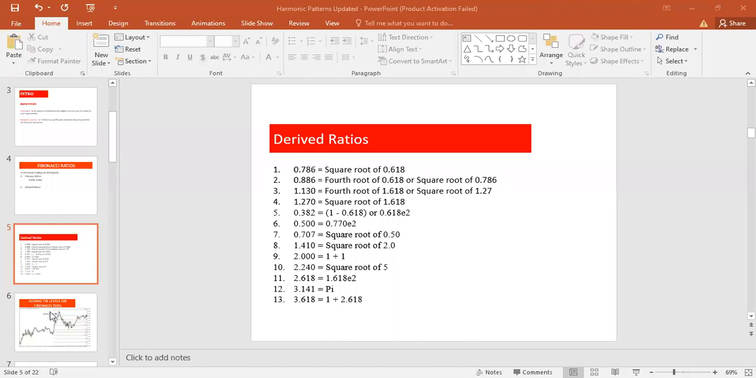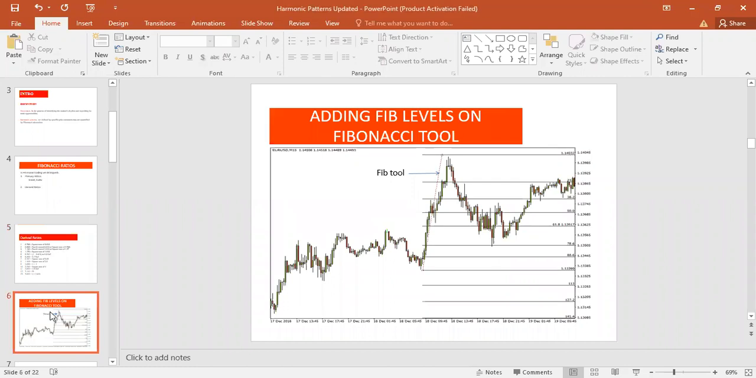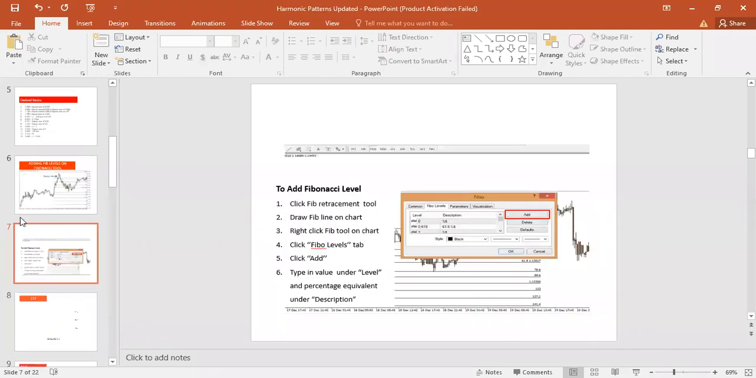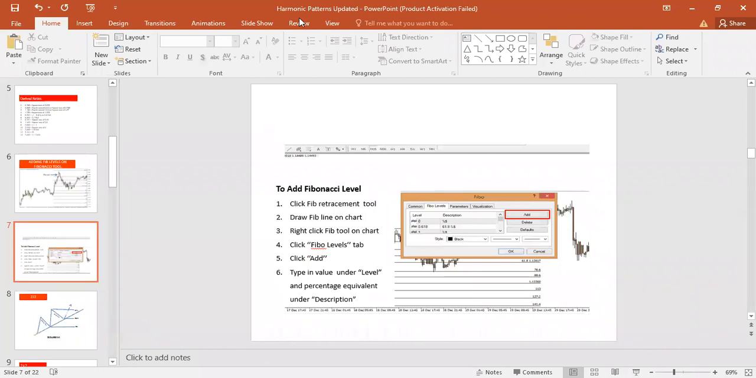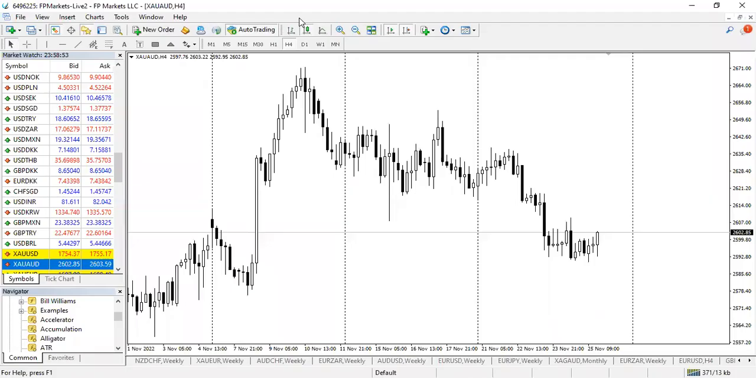So where do we put these numbers? That will be on the next slide. We use the Fibonacci tool. So I'm going to show you an example of the Fibonacci tool. Let me go to my chart very quickly. I prefer to work here than to work on slide. When we do slide, it's like we're doing science. When we come down here we do art.